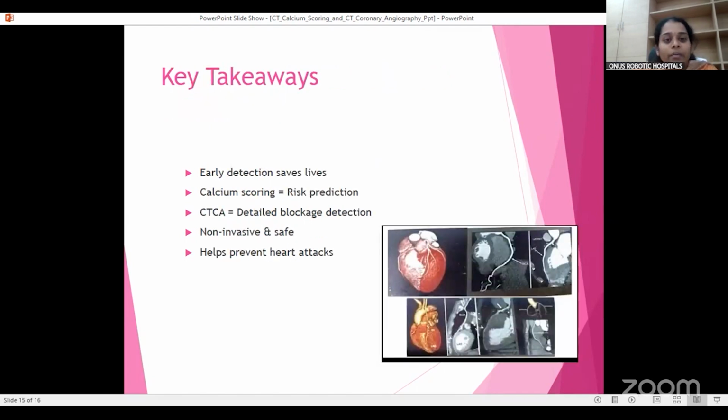The take-home message is that whatever we suggest, the CT calcium scoring or the CT coronary angiogram, it is going to detect your coronary artery disease early and correlates better with your risk prediction, so that we can stratify the patients according to management, whether lifestyle or invasive. And as it is non-invasive, it is patient friendly.